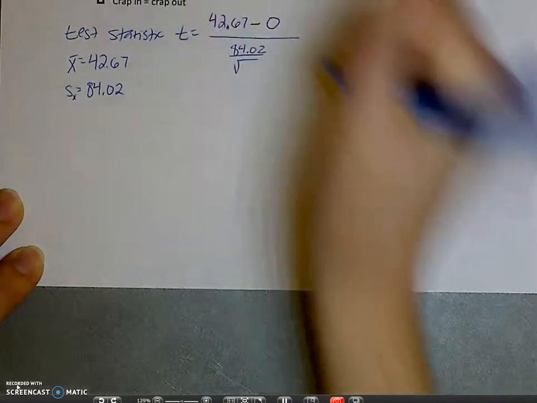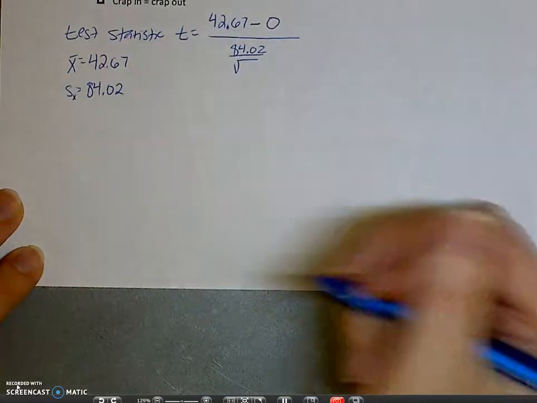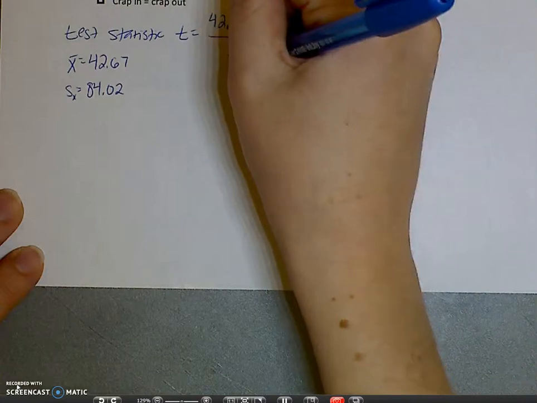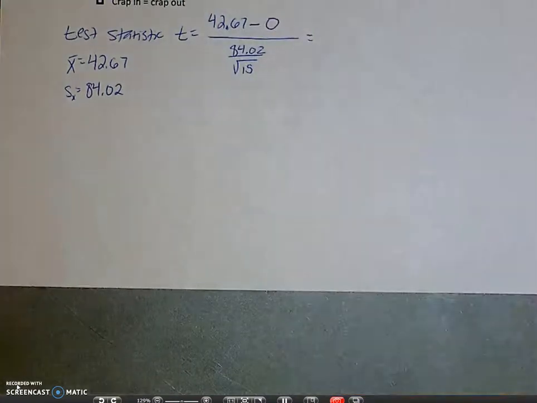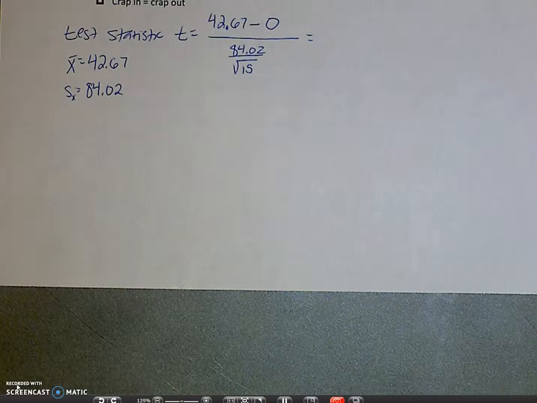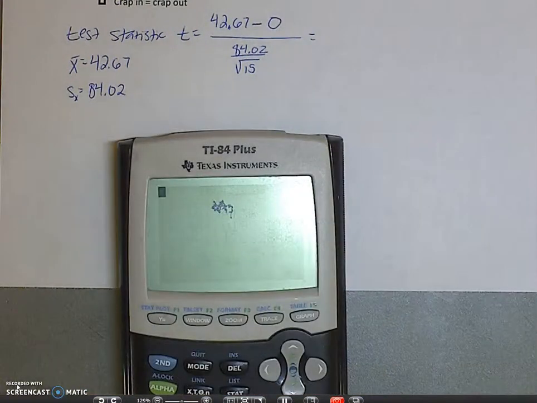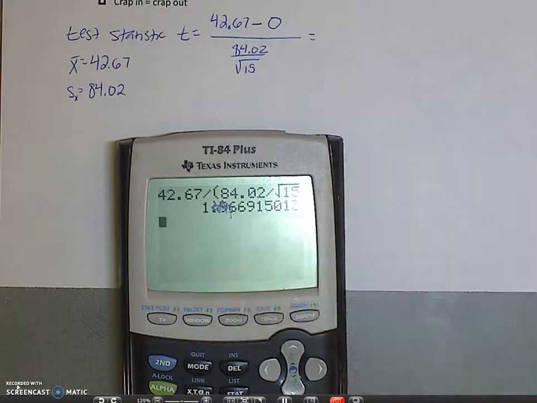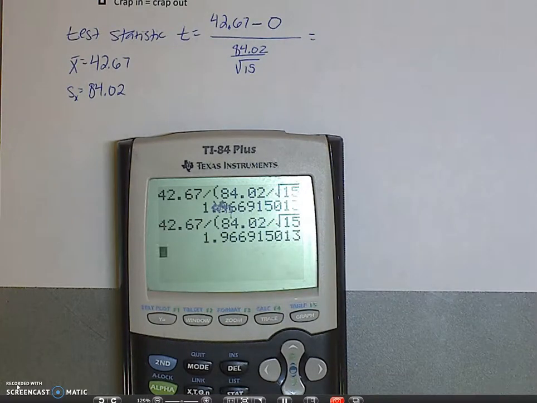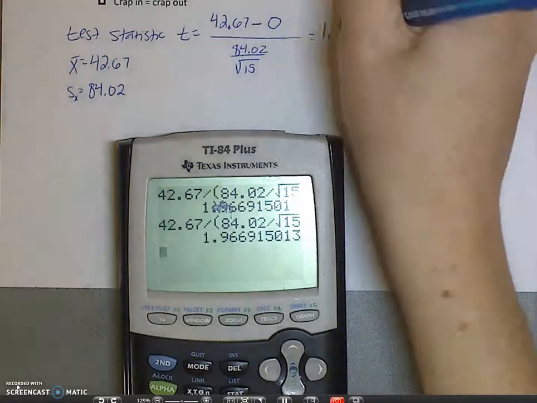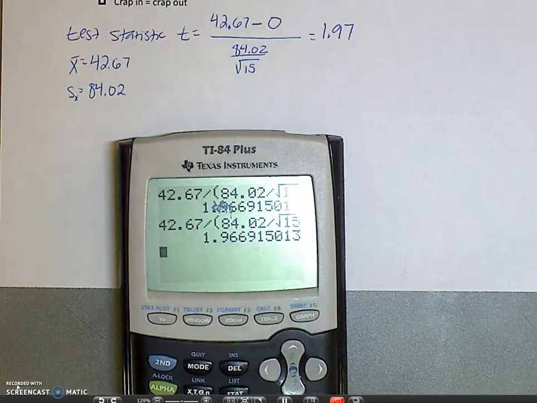Divided by the square root of, now, how many pairs were there? There were 15 pairs. So, I have 42.67 minus 0 is just that, divided by 84.02, divided by the square root of 15. I get a test statistic of 1.97.